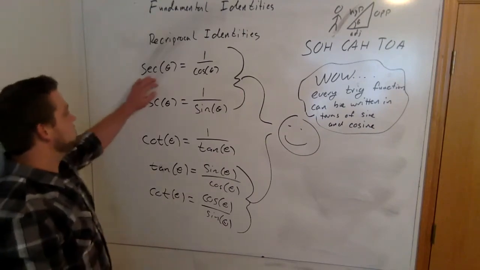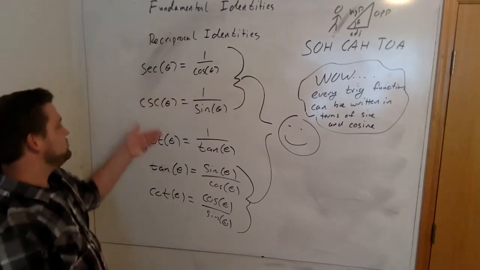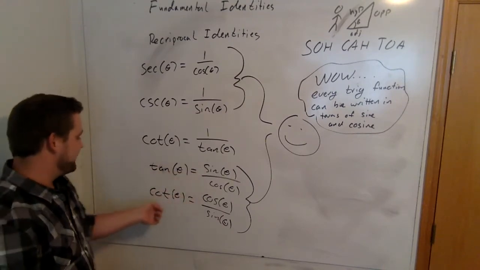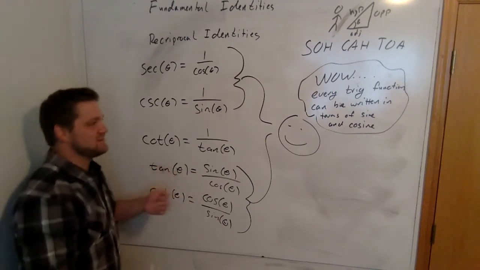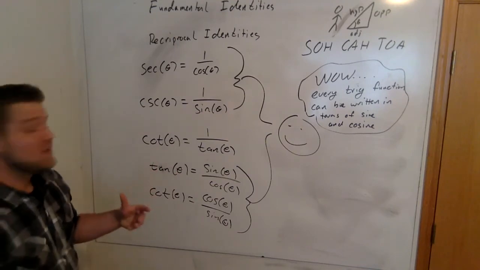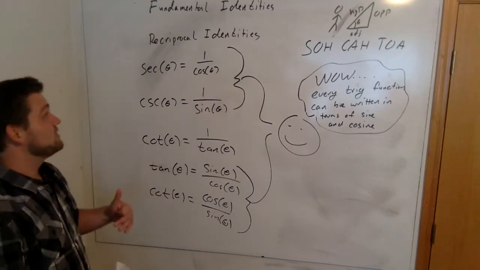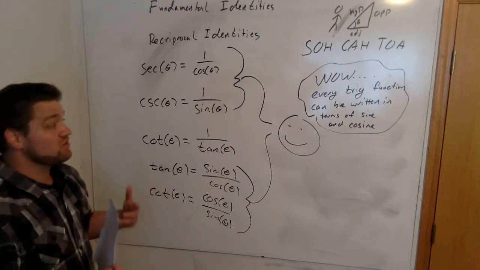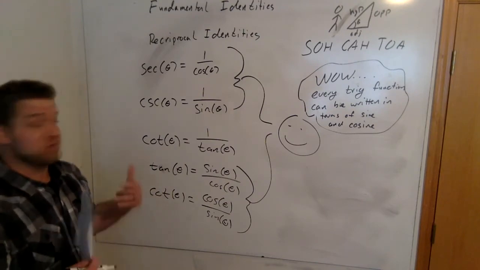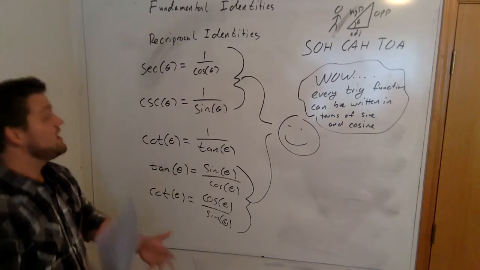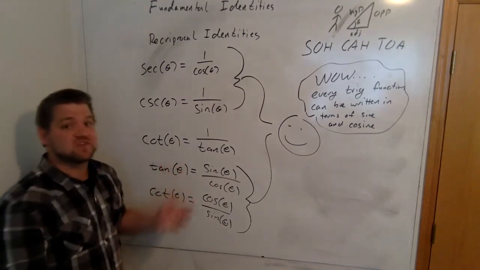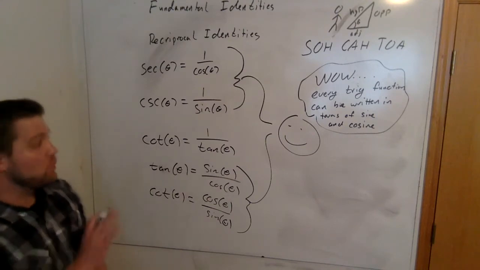Secant can be written in terms of cosine. Cosecant can be written in terms of sine. Tangent can be written in terms of sine and cosine. Cotangent can be written in terms of cosine and sine. This is really going to help us when we start messing around with trig identities. Things that are a little bit more complicated, or we're going to start simplifying trig expressions, we're going to start proving trig expressions, and one of the best tools that we have is to take trig functions and write them in terms of sines and cosines. This will be one of our best tools.